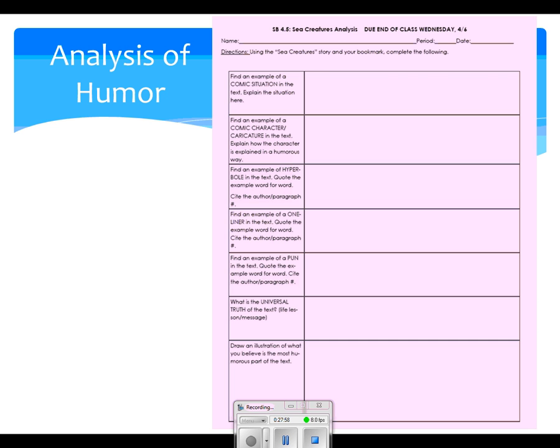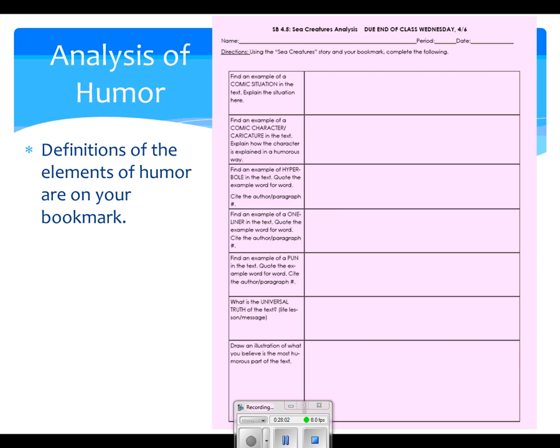This is going to be your second analysis of the piece. You're not going to have to do it alone. You can do it with a group, you can do it with a partner, I don't care. But what you need to have and what you need to know are the elements of humor. And the elements of humor, you have an introduction to. What I want you to do is have your white bookmark in front of you, because this is where you folks wrote down or copied down your definitions of the elements of humor.